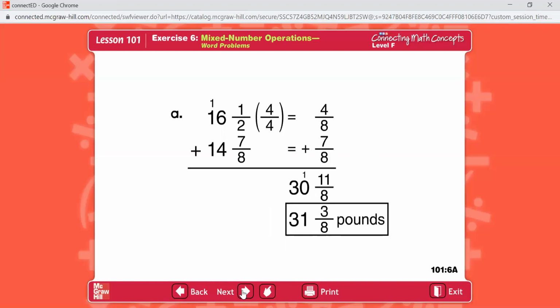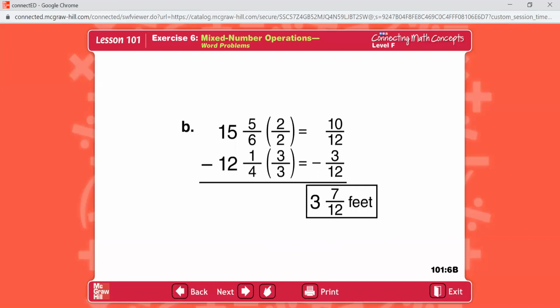Problem B. Last fall, the maple tree was 12 1/4 feet tall. This fall, the tree is 15 5/6 feet tall. How much did the tree grow during the year? The problem you'll work is 15 5/6 minus 12 1/4. Pause the video now to solve the problem. You rewrote the fraction as twelfths, 10 twelfths minus 3 twelfths. This is what you should have.